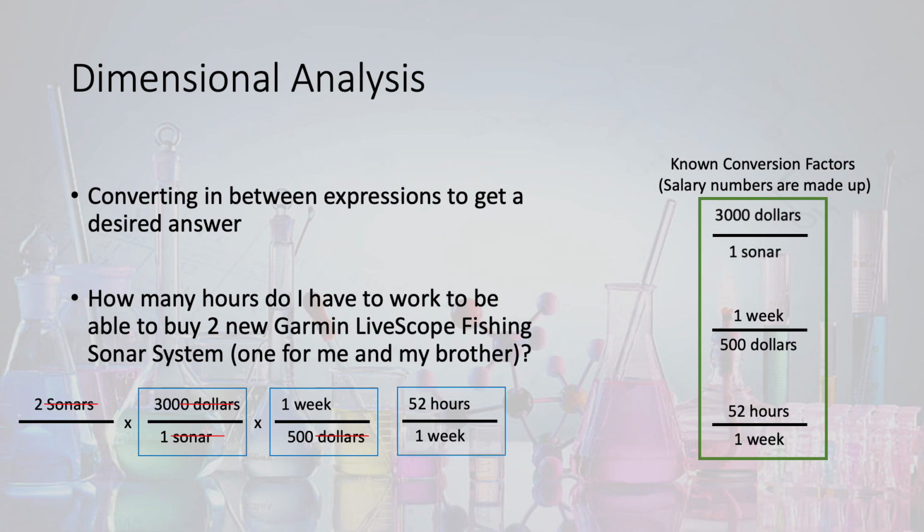This allows us to cancel out weeks, and we are left with hours in our numerator, and if we perform our arithmetic of 2 times 3,000 divided by 1, times 1 divided by 500, times 52 divided by 1, we are left with 624 hours. I would have to work around 624 hours to purchase 2 fishing sonar systems. For practice purposes here, we are ignoring significant figures.